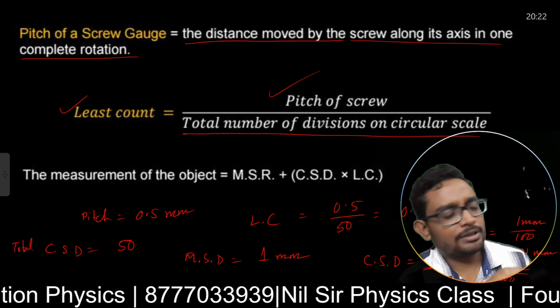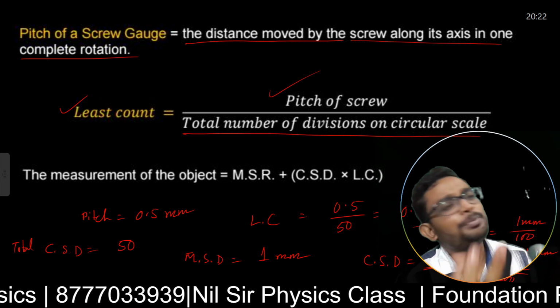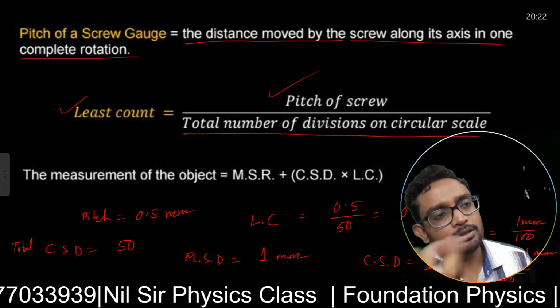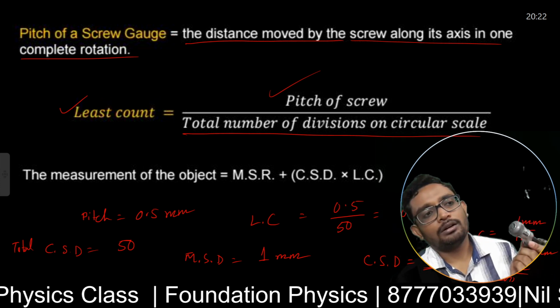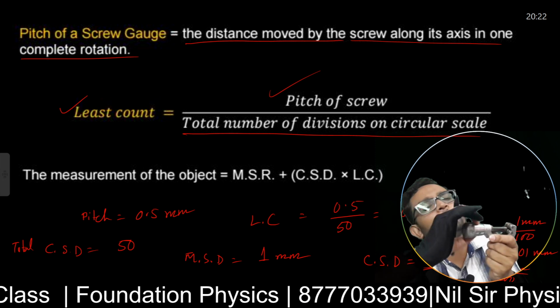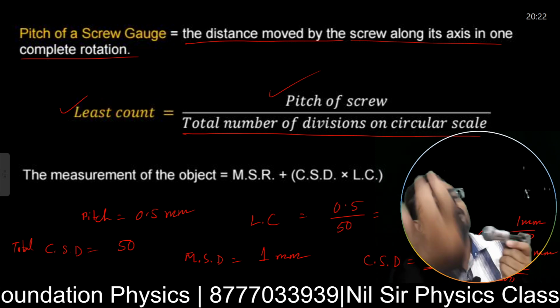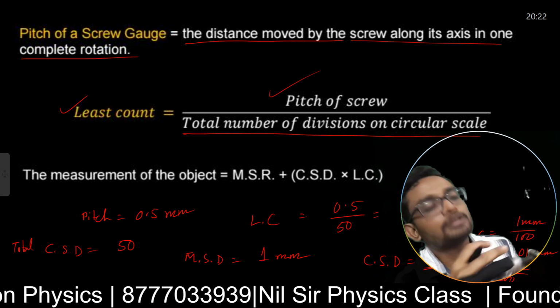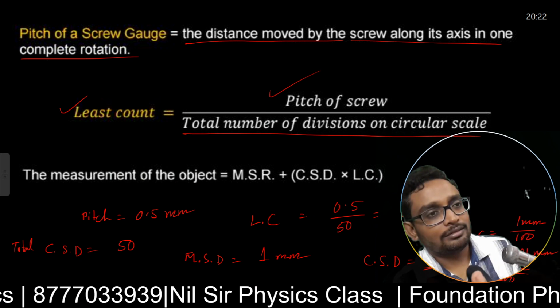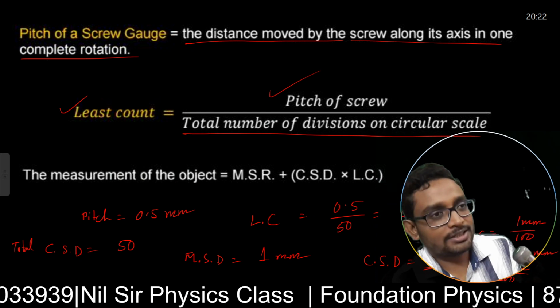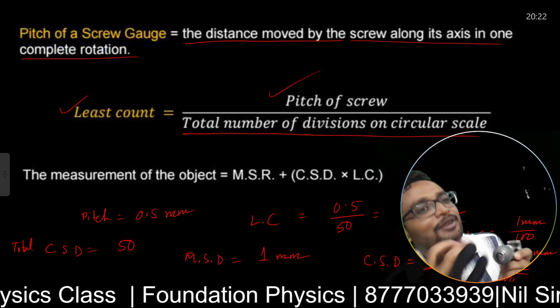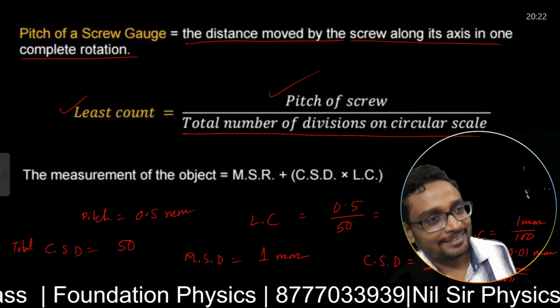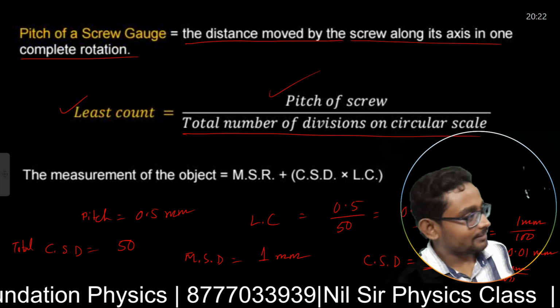This pitch could be different for different screw gauges. For this one, it could be 1, and there could be 25 divisions. For better precision, it could be 100, or 200 for some other cases. The circular division is very fine with 200 divisions, right?